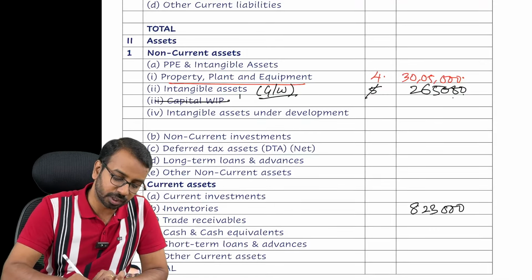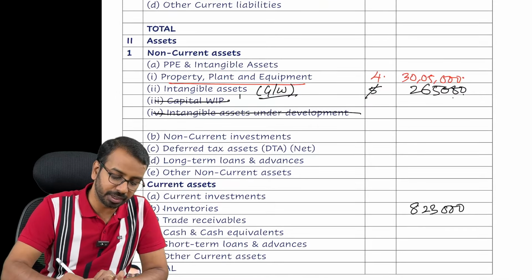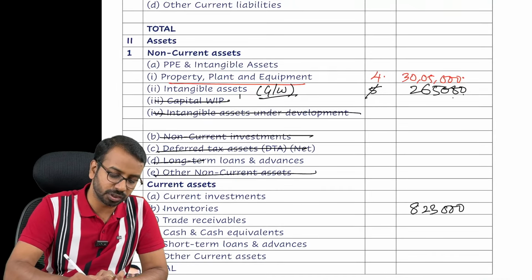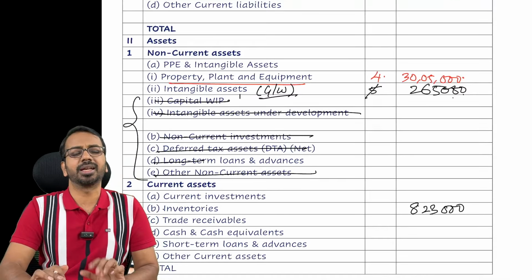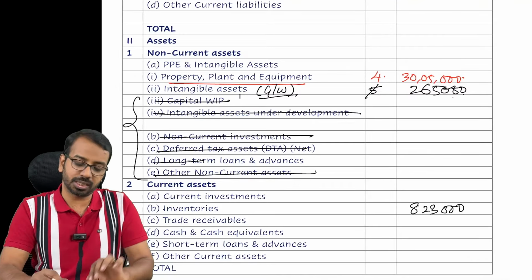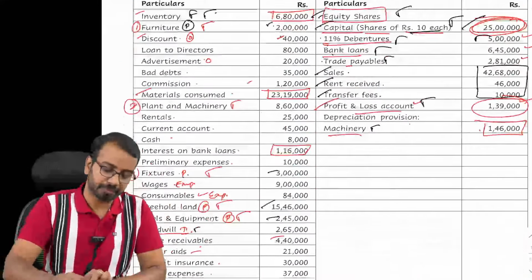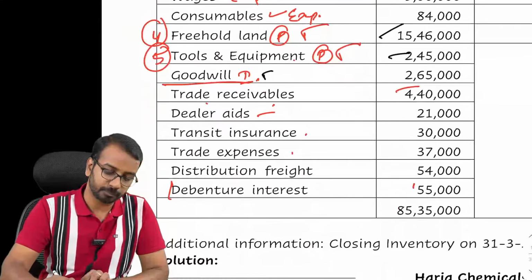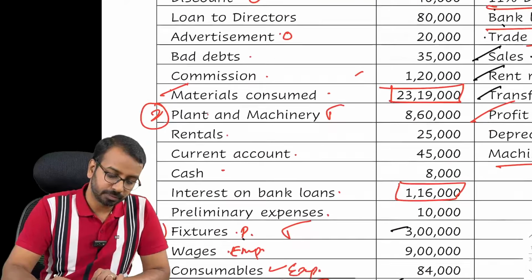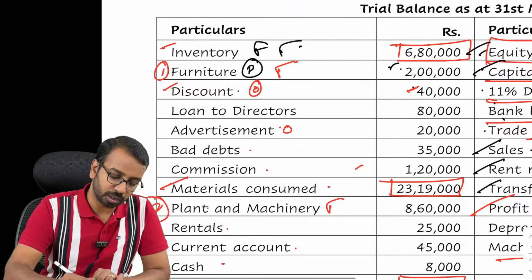Then there is no capital work in progress, no intangible asset under development, no other investment, no DTA, no long-term advances given, no other non-current assets. So generally, these items you will not see. Sometimes you may see deferred tax asset, but other than that, you will not see other items. Right. Then, coming to other balance sheet items, what are we left with?